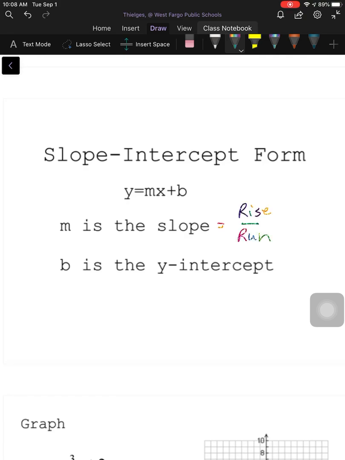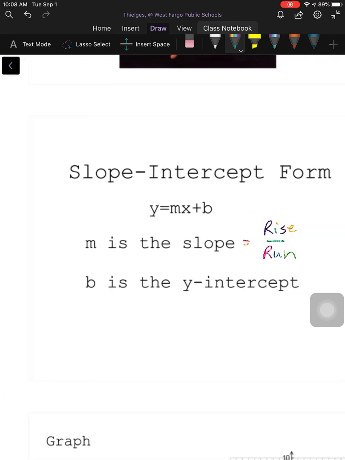The y-intercept is your b value, or a point that's going to be somewhere on that y-axis. So (0, b), whatever that number is for b. Important thing about slope-intercept form is it has to be solved for y, so that means that y is all by itself. So I'm going to use this concept to graph.